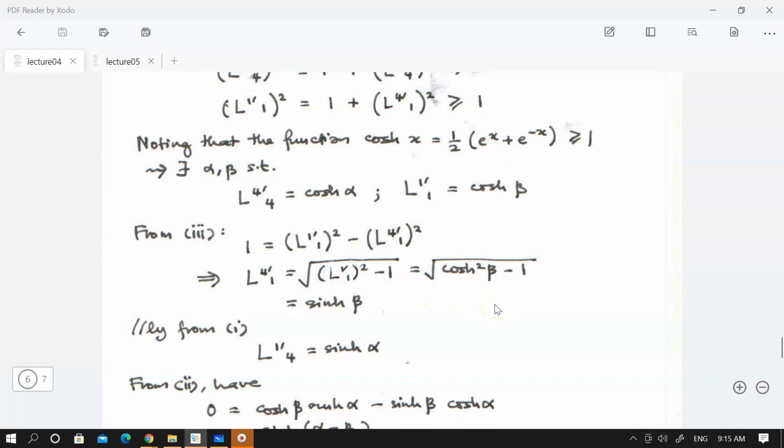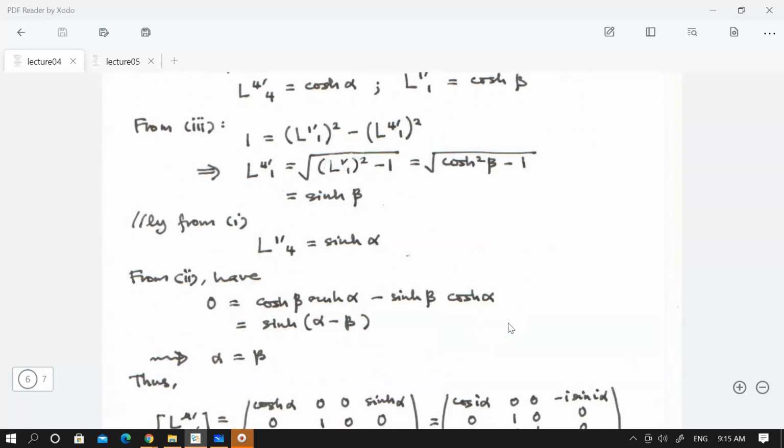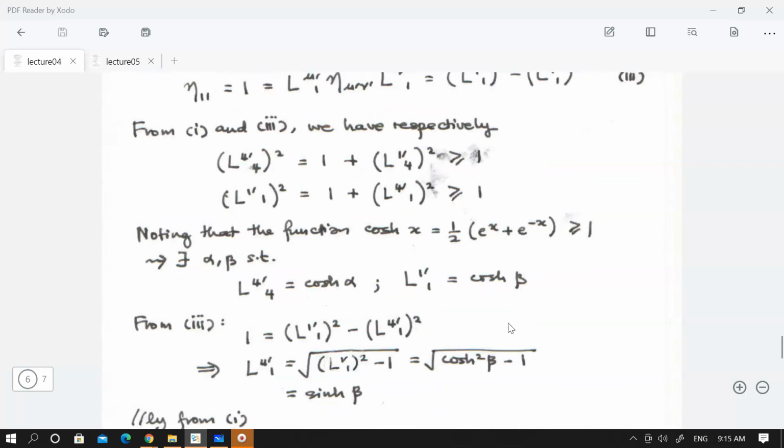So similarly, again, for the other case, one would have L1'4 to be hyperbolic sine alpha. Okay. Now, what about the other things that we had earlier, which is equation 2?